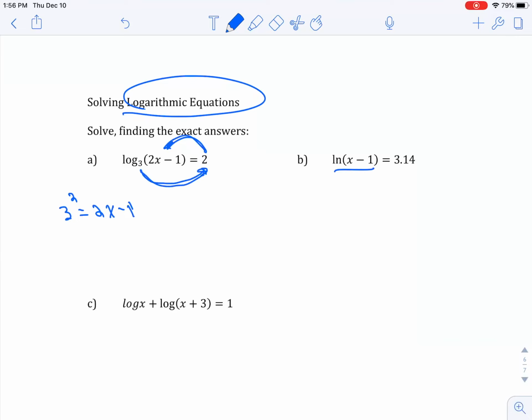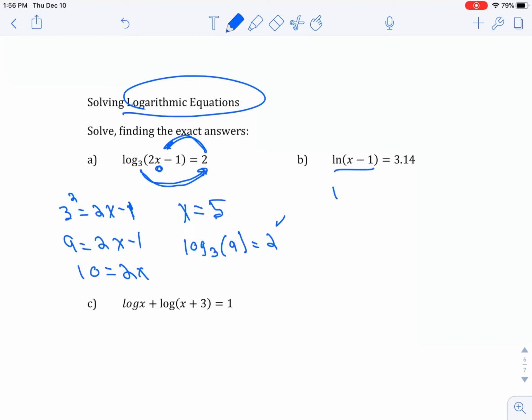So this is equal to 3 squared equals 2x minus 1. Well, 3 squared is 9, so 9 equals 2x minus 1. Adding 1, that means 10 is equal to 2x, and so x would have to be equal to 5. And you can see that if I sub 5 back in here, I get the log base 3 of 10 minus 1, which is 9, is equal to 2. You should be able to check that and see that that's correct.